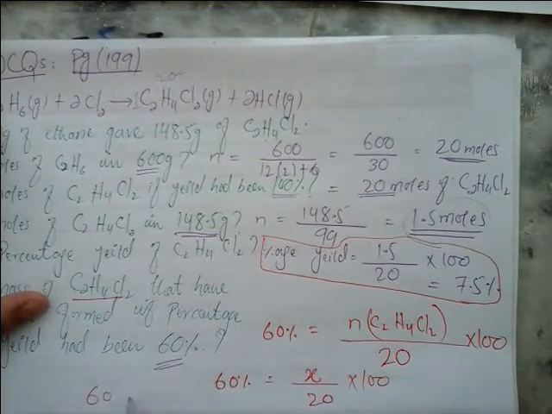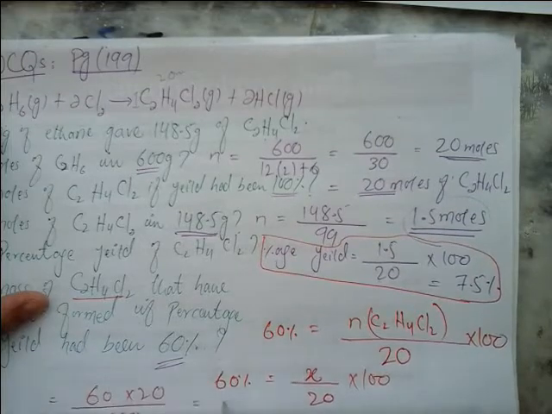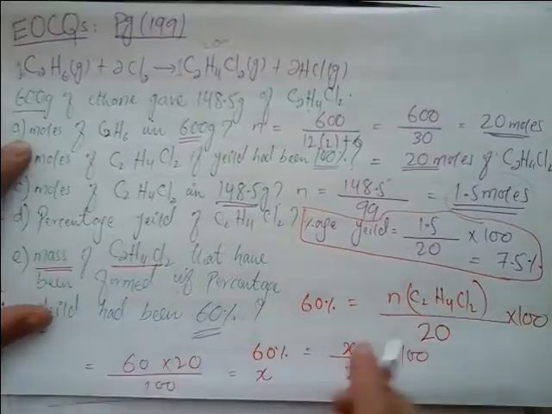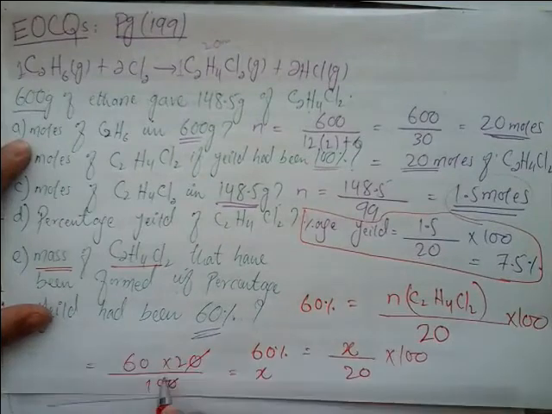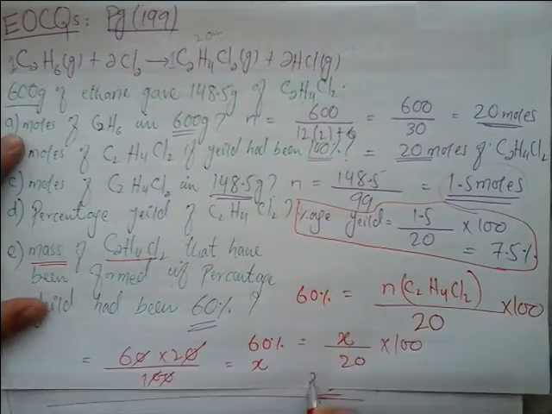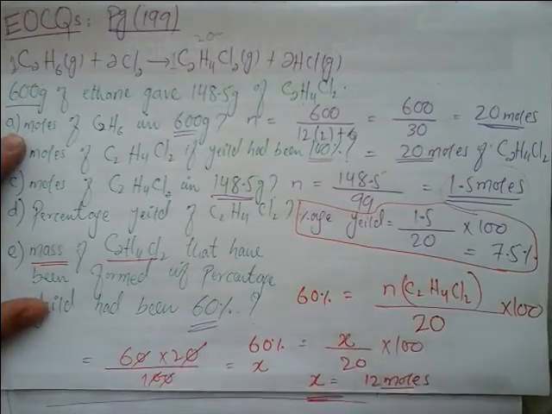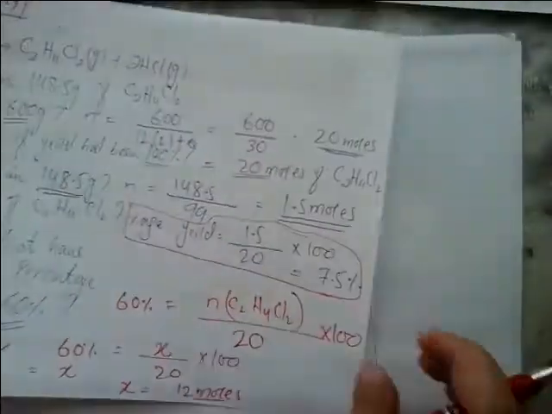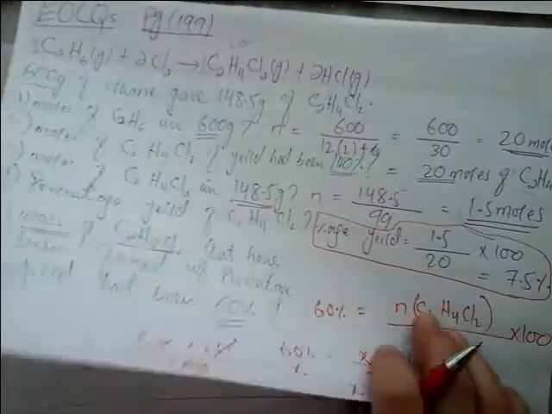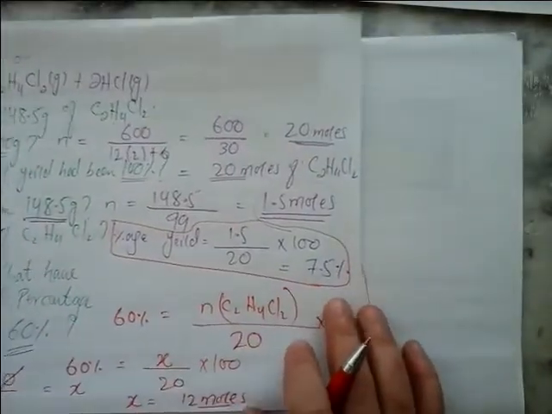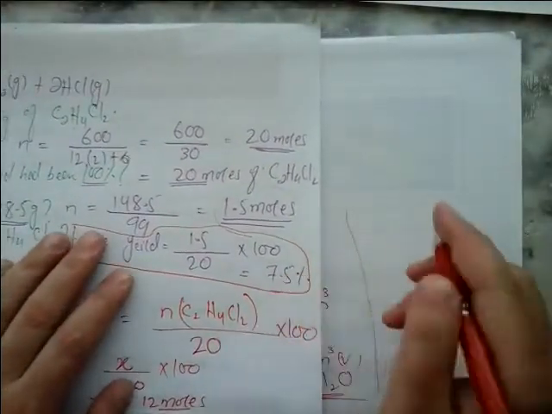So 60 multiplied by 20 divided by 100 is equal to the moles of the chloroethane. So here x comes out to be 12 moles. Okay, we can easily convert this 12 moles into gram weight.